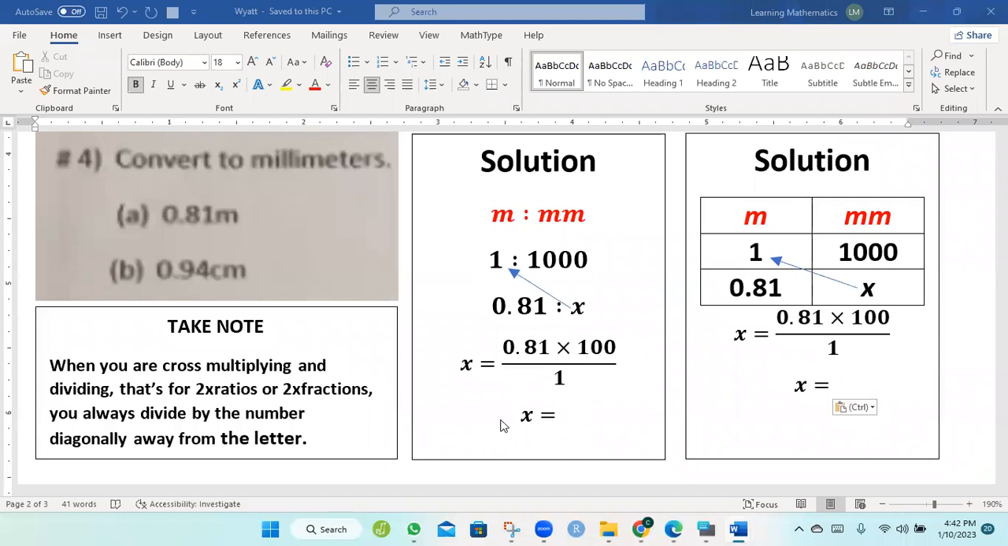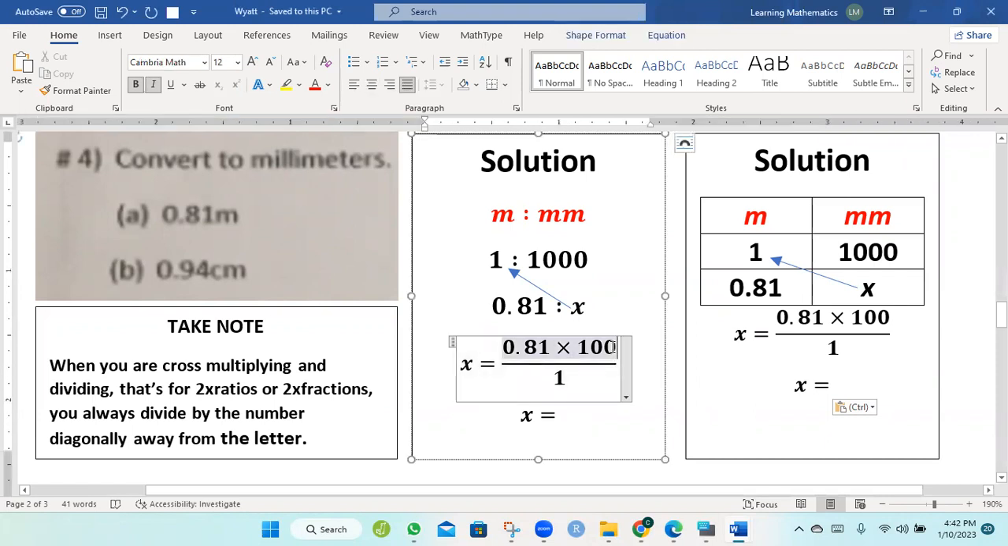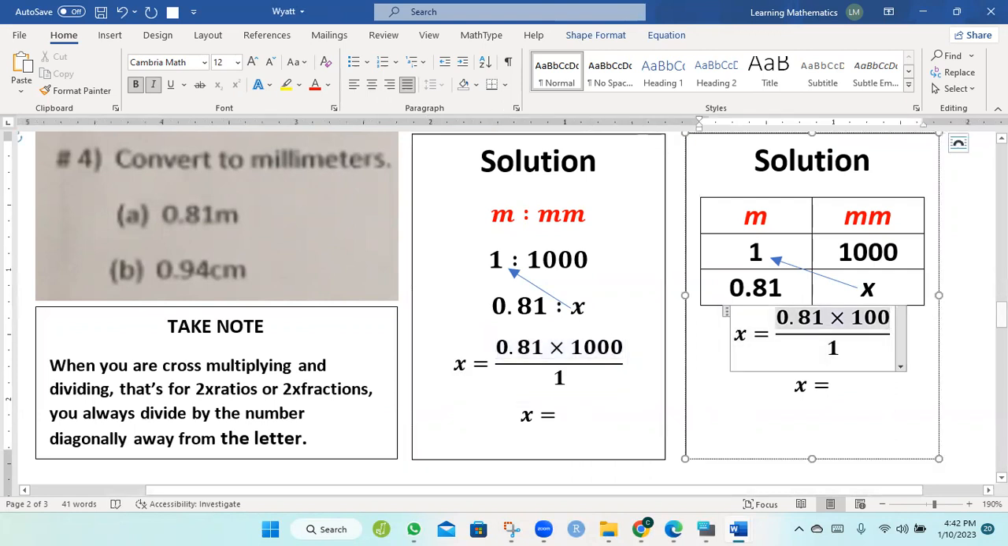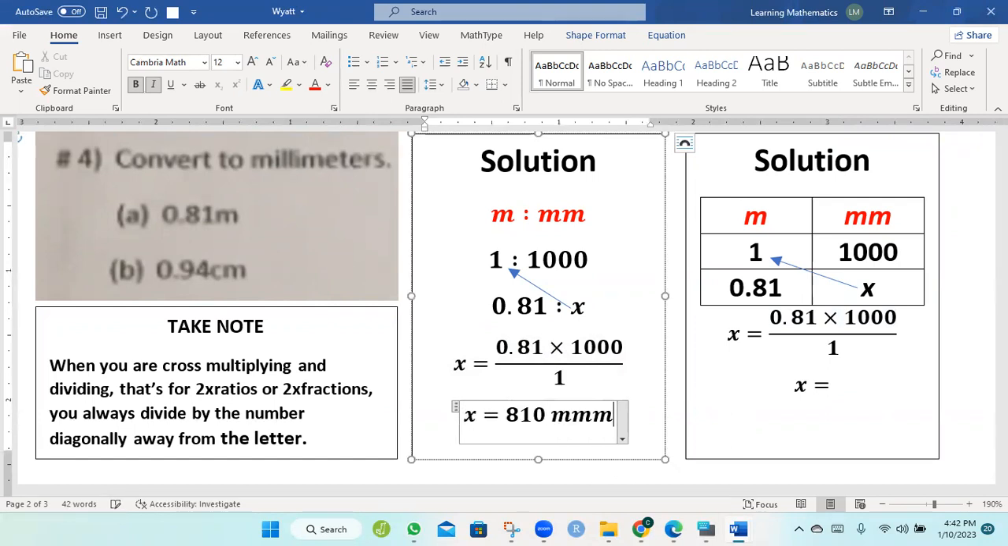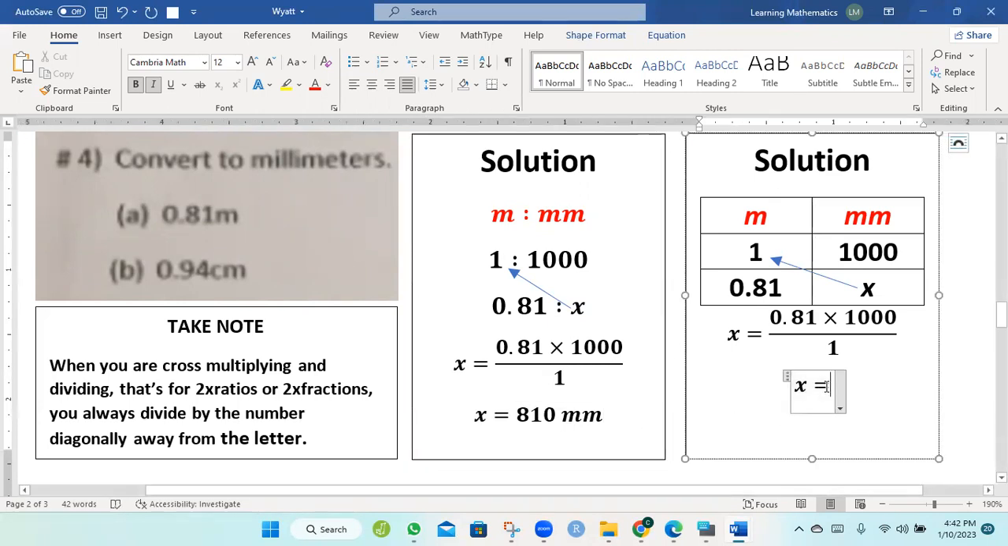So the answer would be 0.81 times 1,000, not 100, 1,000. Now multiplying by 1,000 or by multiples of 10 is very simple. We just shift the decimal point 3 places to the right: 1, 2, 3. So that would be 810 millimeters. So 0.81 meters is 810 millimeters.